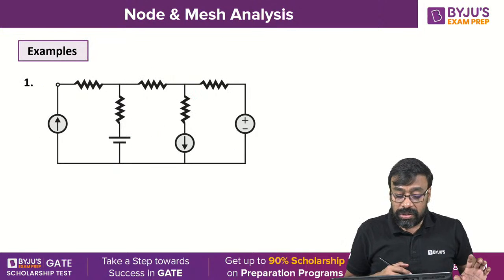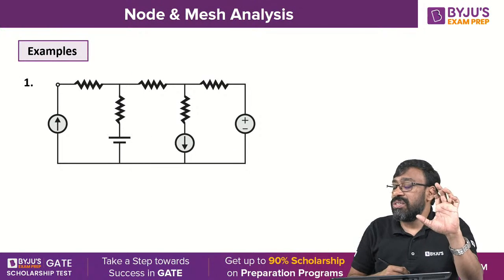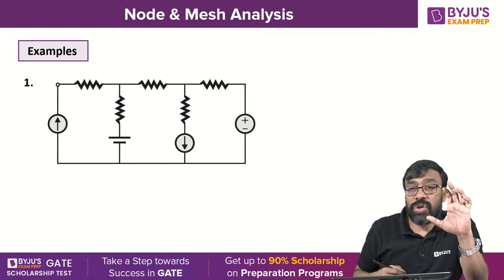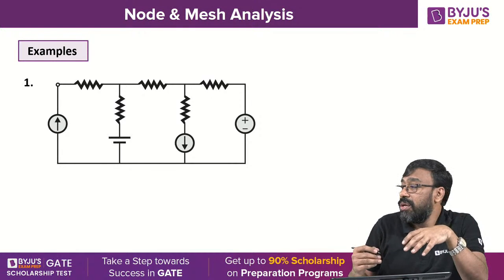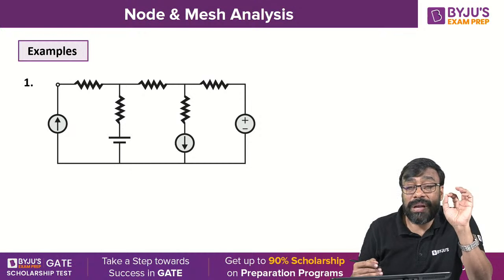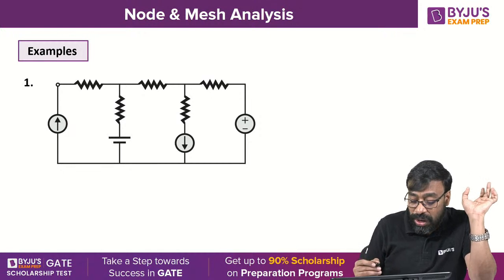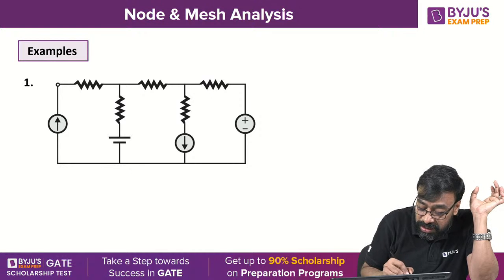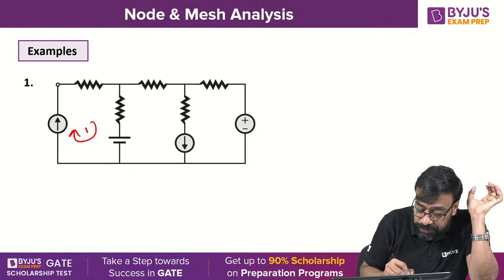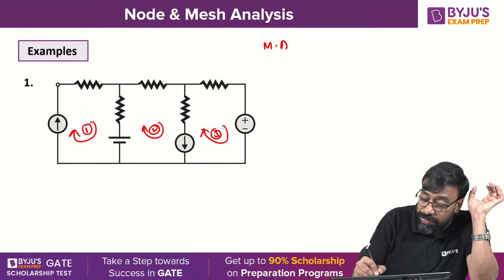Okay. So now, examples. The minimum number of equations required to solve the network using mesh analysis and node analysis, can we find here? Minimum number of equations required to solve using mesh analysis and node analysis. I told you already that. Look at the loops here. First loop 1, 2, and 3. There are 3 loops according to mesh analysis.